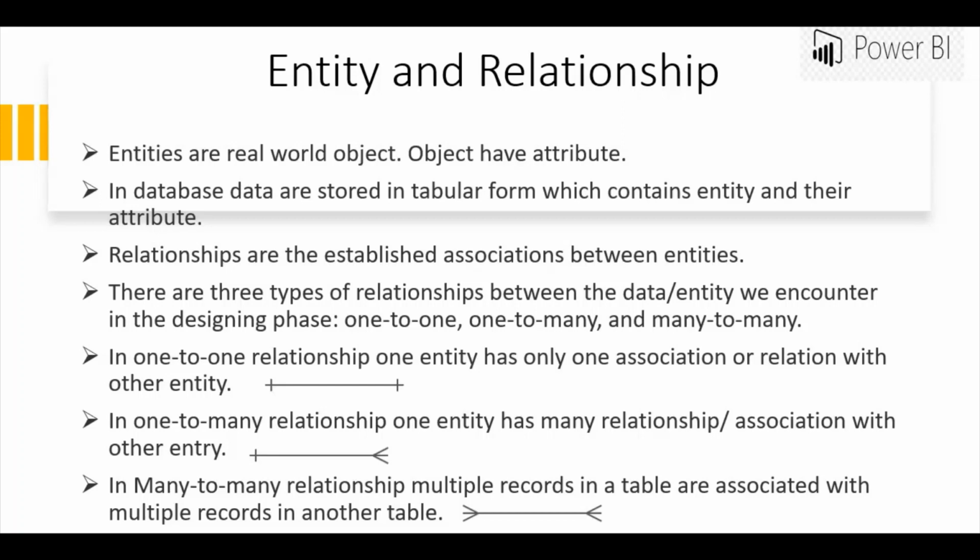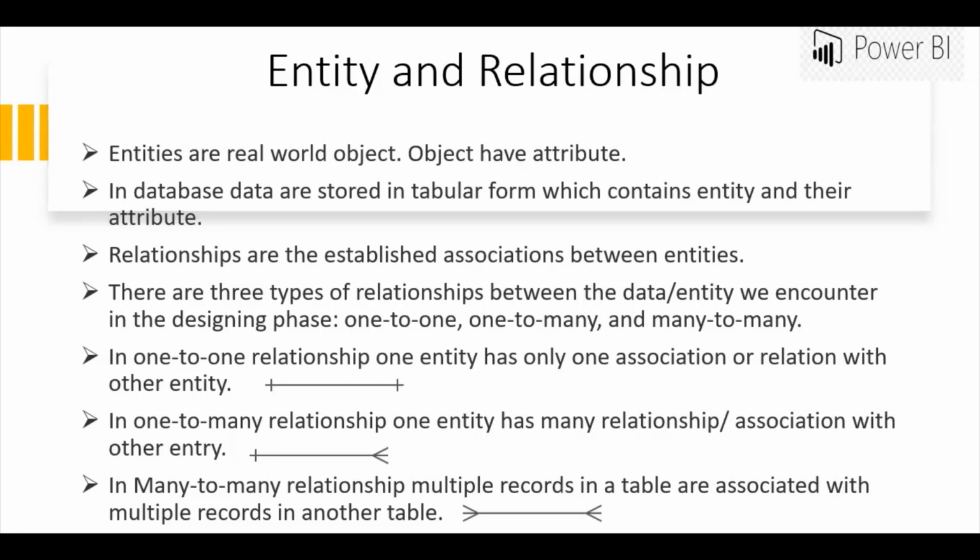So, what is an entity? Entities are real world objects and objects have attributes. Whatever we see around us are objects: pen, book, bottle, school, class, student, person, everything. An object has attributes and characteristics. For example, student is an entity and its attributes are name, address, age, gender, etc.